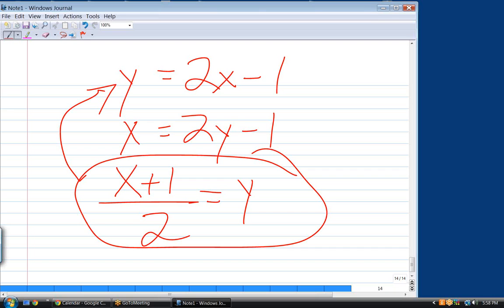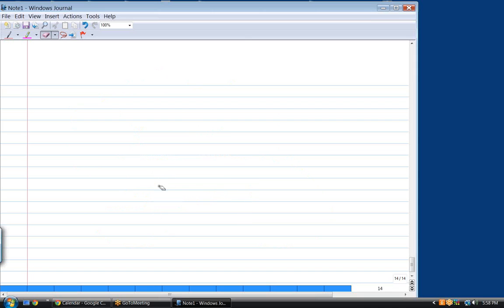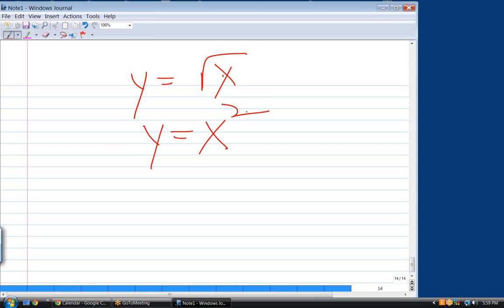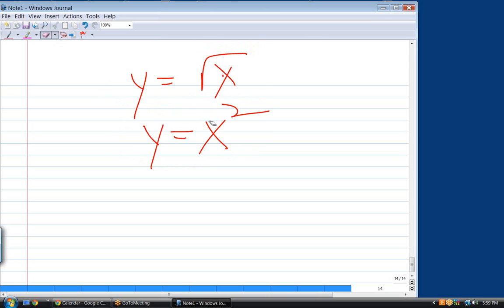And the other thing about inverses is they undo what was done. If I said y equals the square root of x, the inverse is going to be y equal x squared, because this undoes that. That's the other key thing about inverses, is one undoes the other. Then again, these are not the same function. One is the inverse of the other.